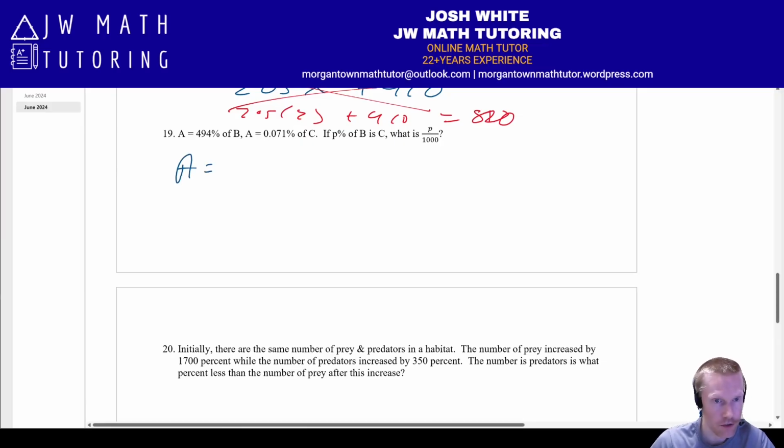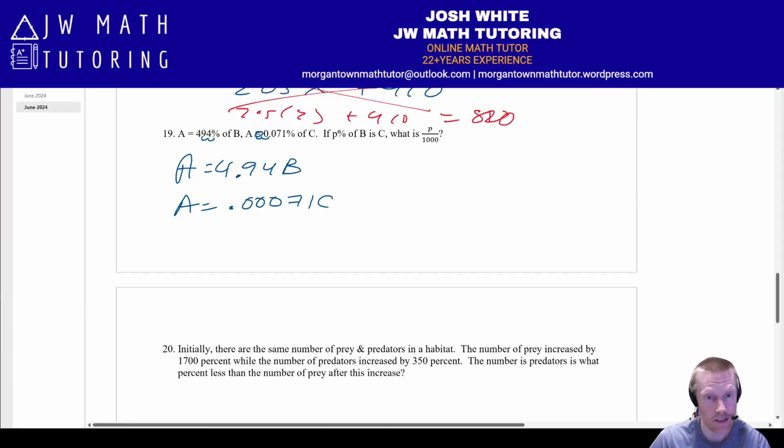So the first equation is going to be A equals 4.94b, because 494% as a decimal is just 4.94. Percent to decimal, move it over 2 places to the left. Same thing is true for A to C. So this is going to go over 1, 2. So it's going to be equal to 0.00071c.